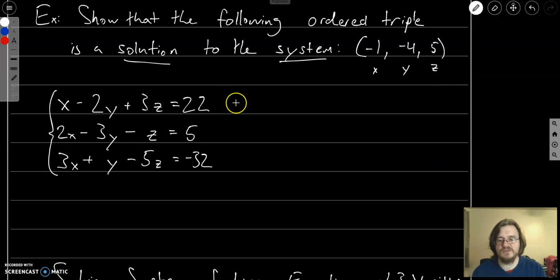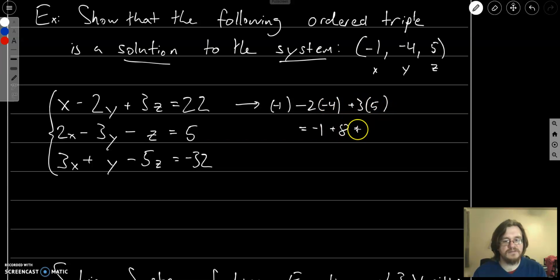So let's plug this into the first equation here. If we plug in -1 for x, -4 for y, and 5 in for z, we'll get, so that's just -1. -2 times -4 is going to be 8, and 3 times 5 is 15. So -1 and 8 is going to be 7, plus 15 is 22. It satisfies the first equation.